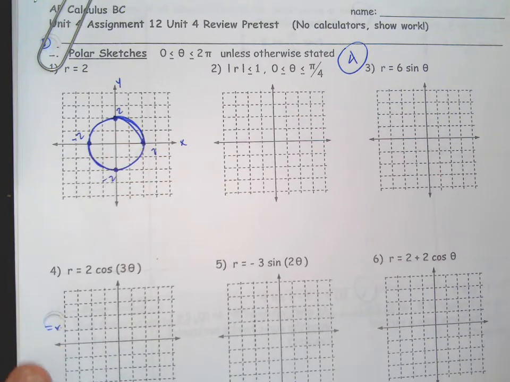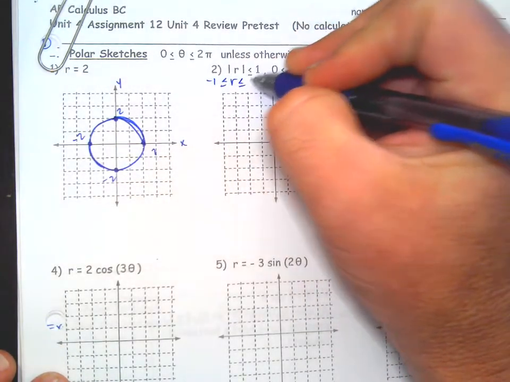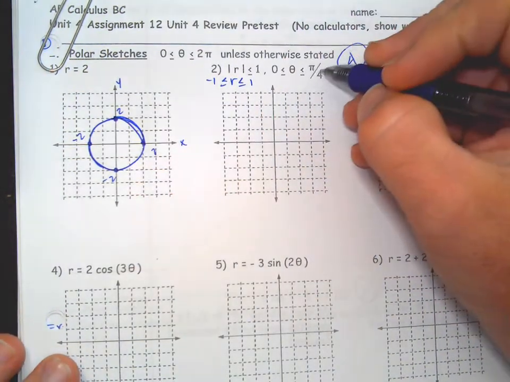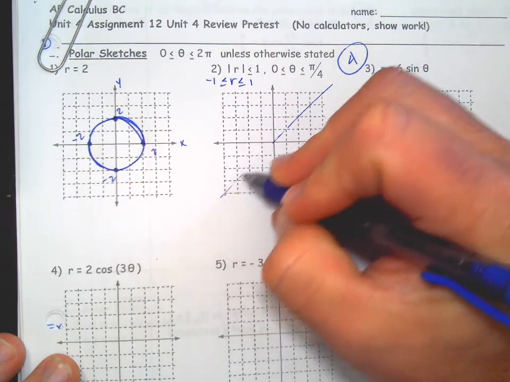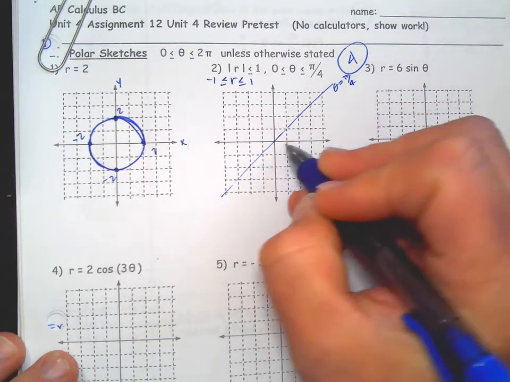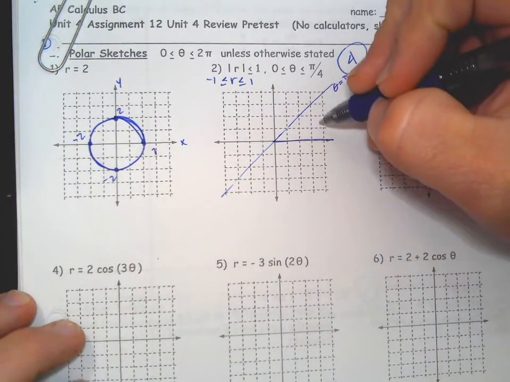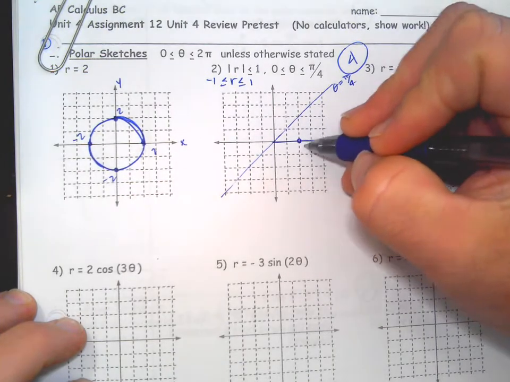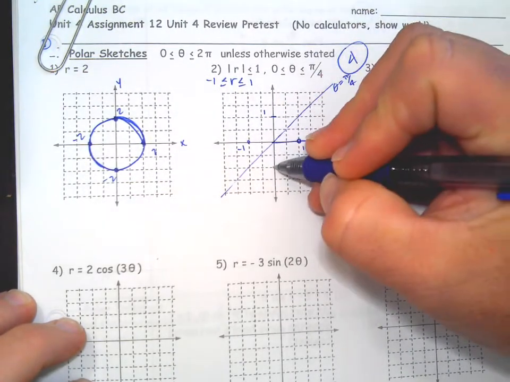Next one, let's see, r has to be between -1 and 1. So it's all the values of r in between those. And it's all the angles from 0 to pi over 4. So pi over 4 would be like that, right? And 0 would be like this. So it's going to be all those positive radii. I'm going to make this 1, 1, -1, -1.